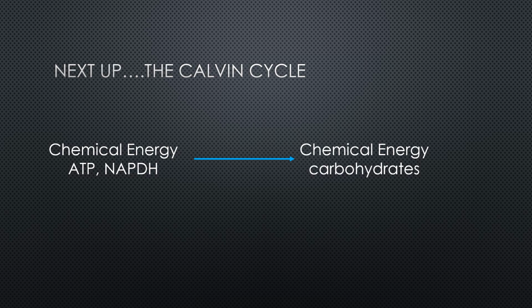So for right now, go back and review the light reactions and redox reactions so that you can understand which parts require reduction, which parts require oxidation, and make sure you have that under your belt, and then we'll come back and do the Calvin cycle.